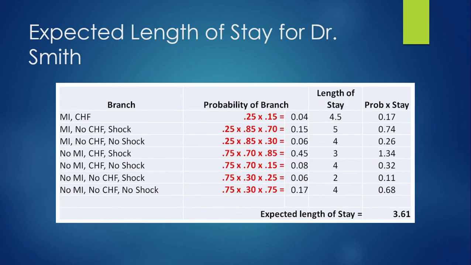So the first question asks us to find the expected length of stay for Dr. Smith. To do this, we're going to need the data from the previous slide. From there, we're going to have to do some math to get the probability of branch numbers. Once we have that, we'll multiply it with the length of stay. That's going to give us the expected length of stay for each patient. And then what we have to do is add those. We get the length of stay for each patient, then we add the numbers up, and we'll get the expected length of stay for Dr. Smith.